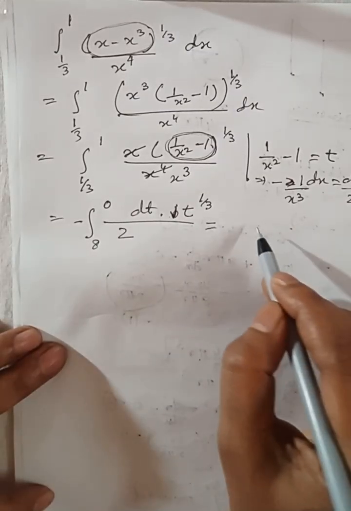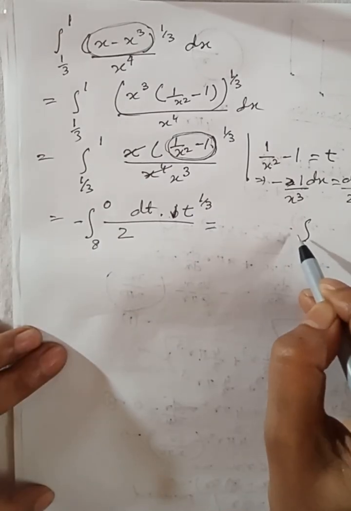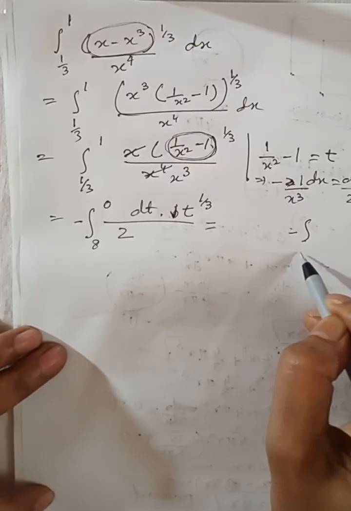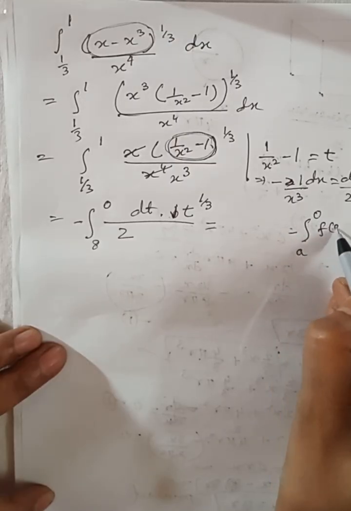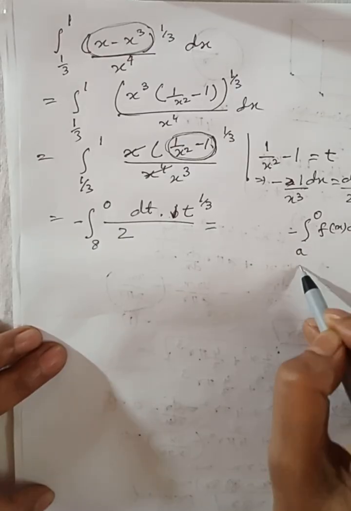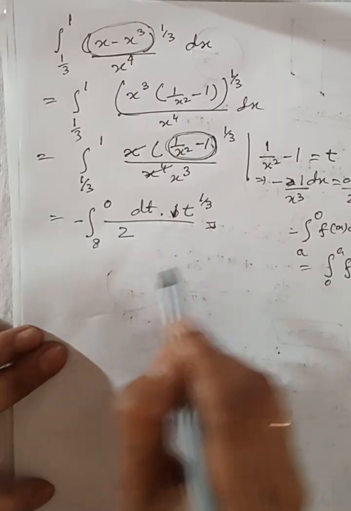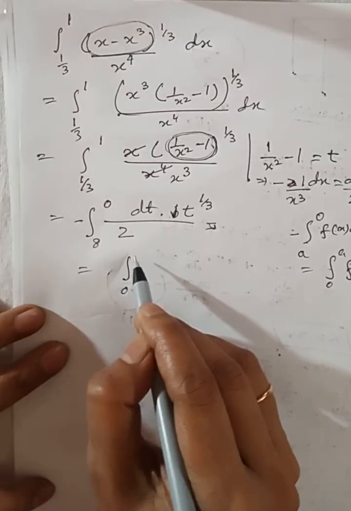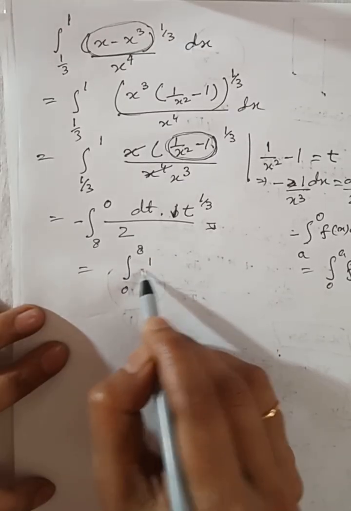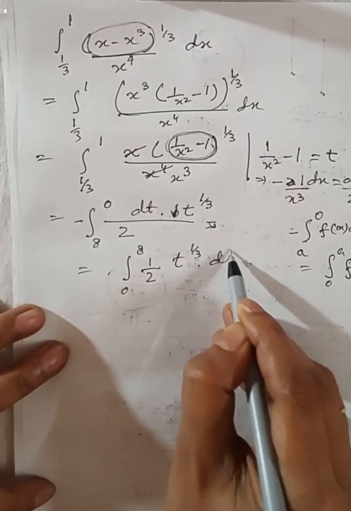We know the property: integral from minus a to 0 of f(x) dx equals integral from 0 to a of f(x) dx. So here we apply this property. It will be 0 to 8, 1 by 2, t to the power 1/3 dt.